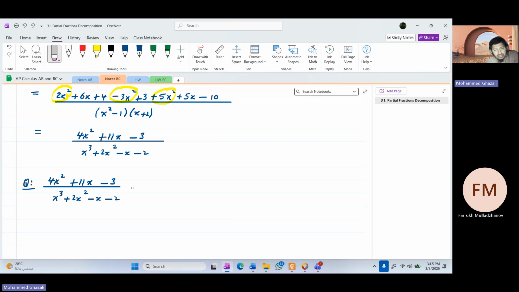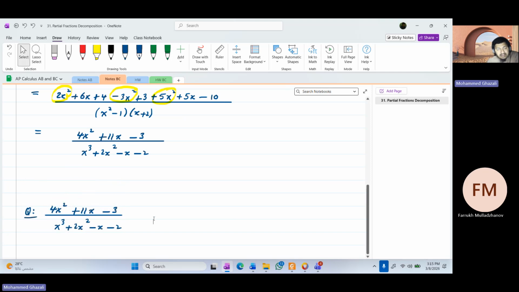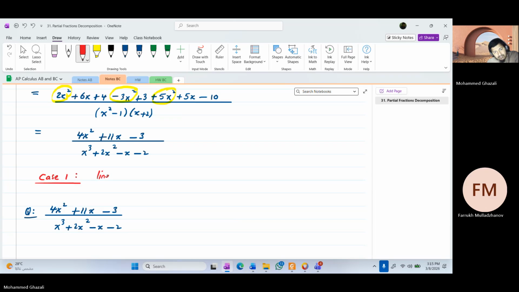So first thing what you need to do is factor the denominator. So this is case one. What we are doing now is case one. Case one is different linear factors. Distinct linear factors in the denominator, right? Linear factors in the denominator which are distinct, right?